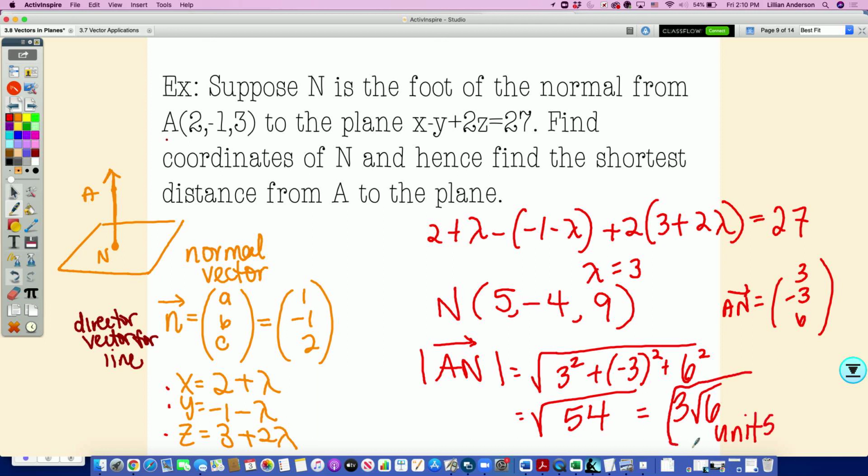So then that would be the distance, the shortest distance. Remember the shortest distance between a point and a plane or a point and a line is that perpendicular distance. That's why we did figure out what the value of n was first.